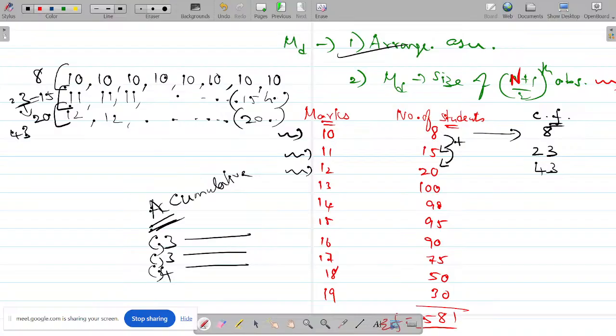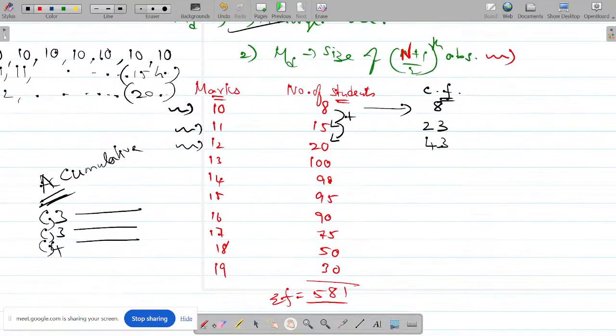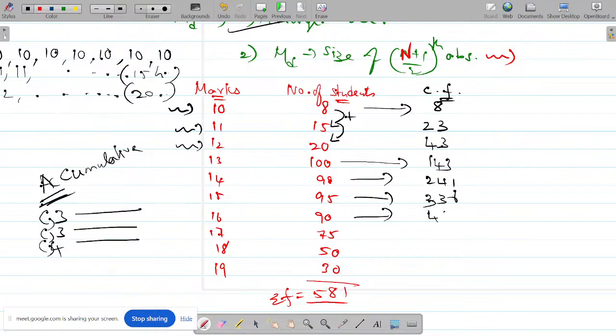Till how much will I get? 580. That's it. So I'm over here for 13. 143. 98. 241. And 95. 336. 426. 501. 550. 51. 581. See, remember when you talk about cumulative frequency, this is actually the less than cumulative frequency.